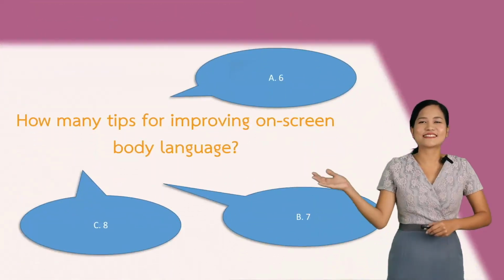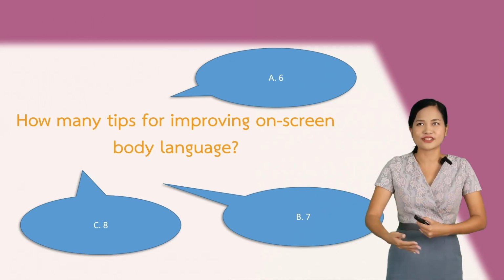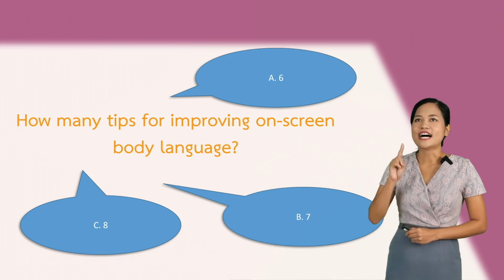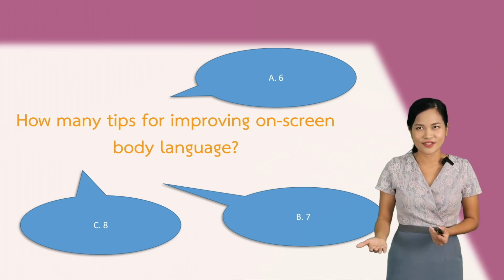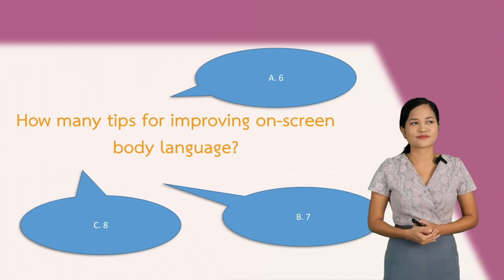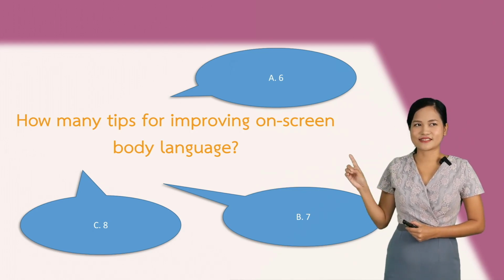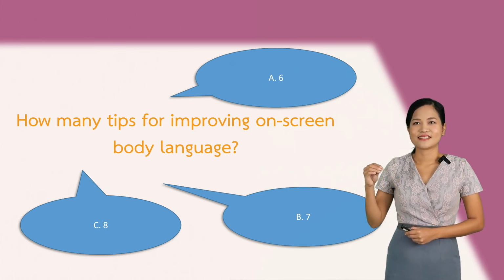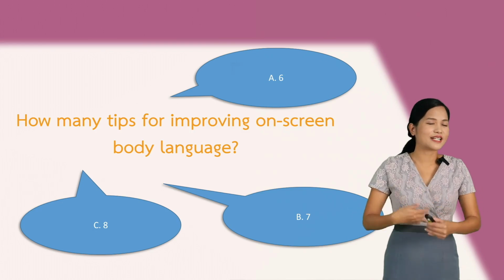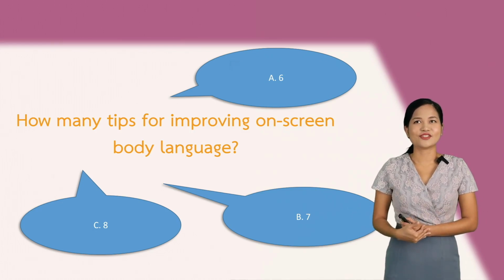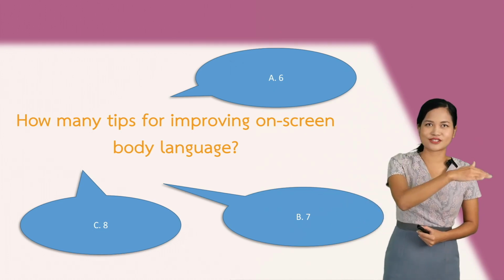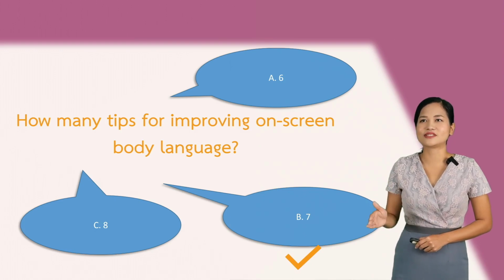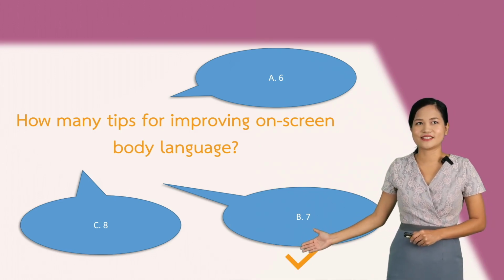And here, these are the questions that I would like to ask you to check your understanding. The first one is that, how many tips for improving on-screen body language? A, 6. B, 7. C, 8. You still remember how many tips? Okay, you can pause this video and go back to watch the video again. So the question has the answer, which is B, 7 tips right here.